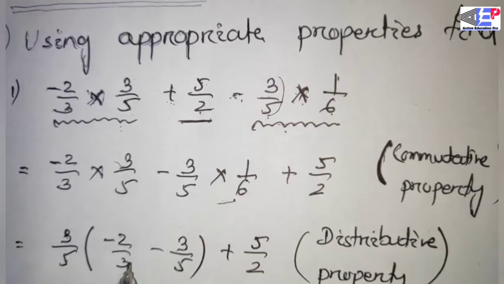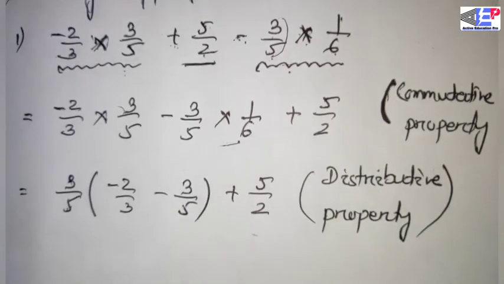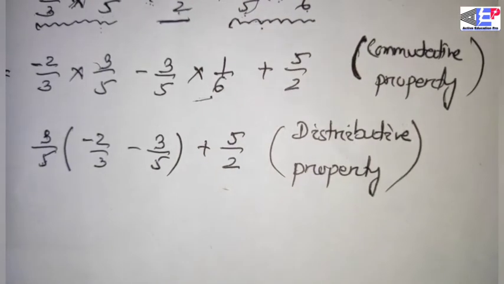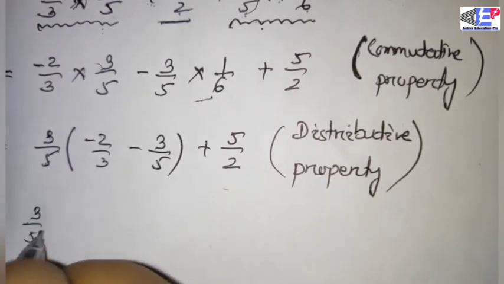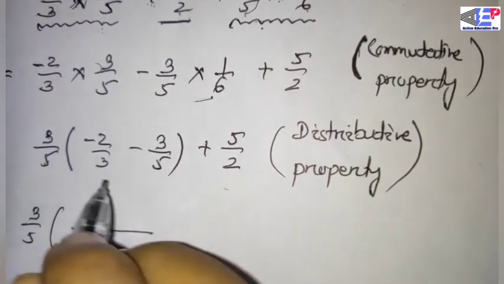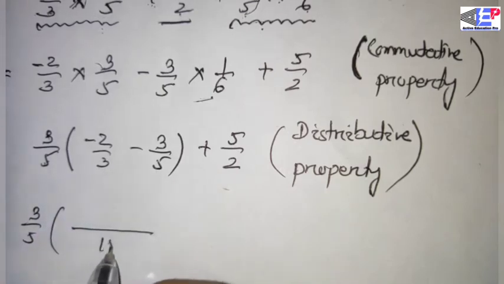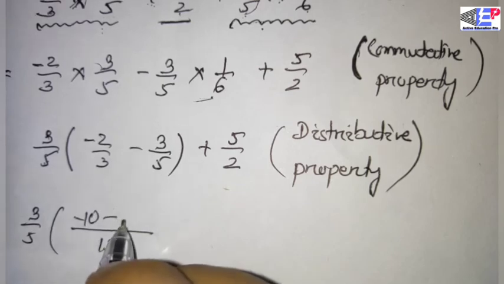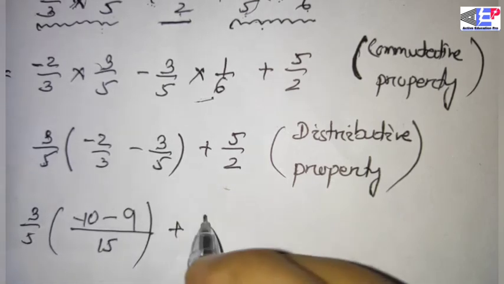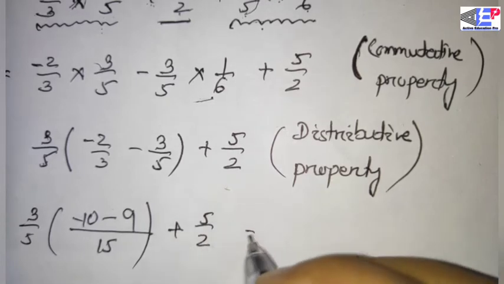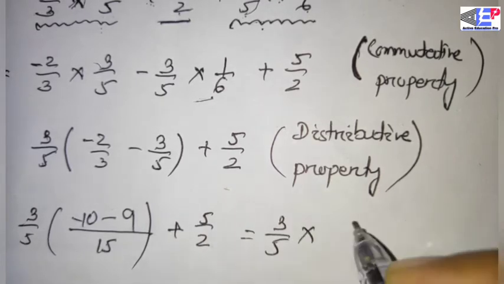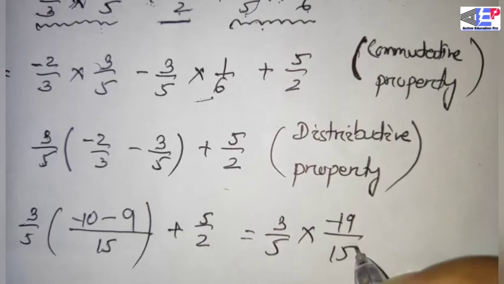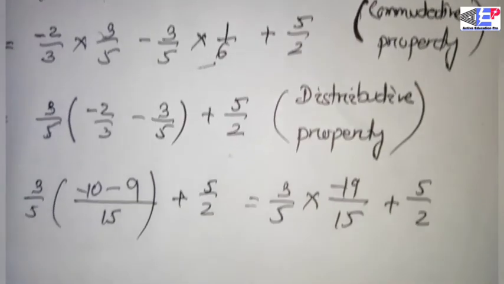First subtract, then multiply the subtraction result by 3 by 5. Minus 2 by 3 minus 3 by 5. Solve the bracket by taking the LCM of 3 and 5, which is 15. 5 minus 2 is minus 10, minus 3 by 3 is minus 9, so minus 19 by 15, plus 5 by 2. So it is 3 by 5 into minus 19 by 15 plus 5 by 2.